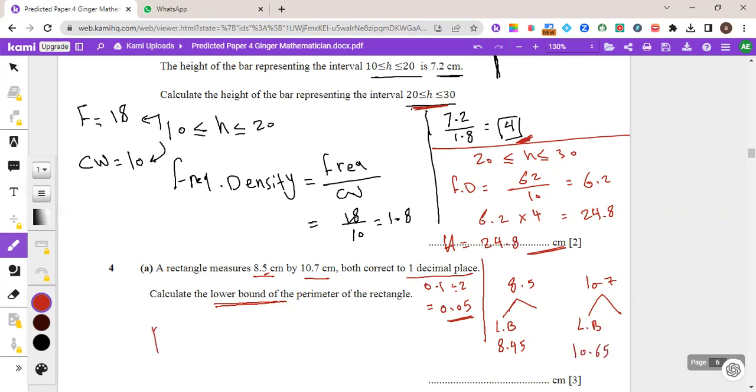Now calculate the perimeter. The perimeter will be 8.45 plus 10.65 multiplied by 2. What is the answer?